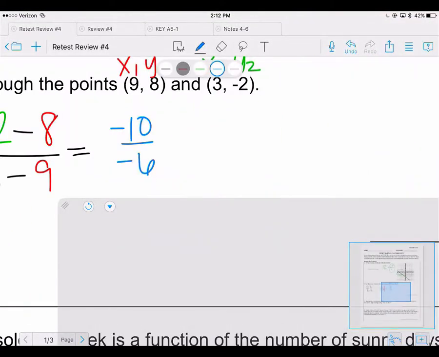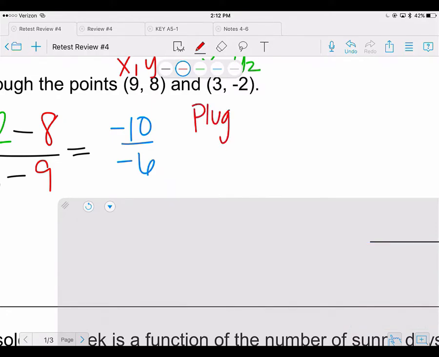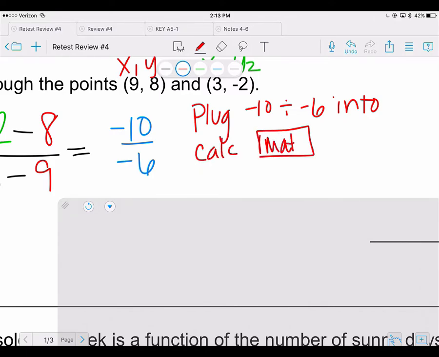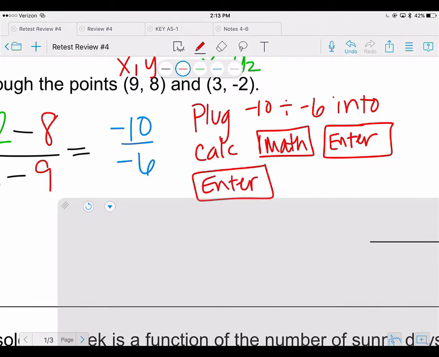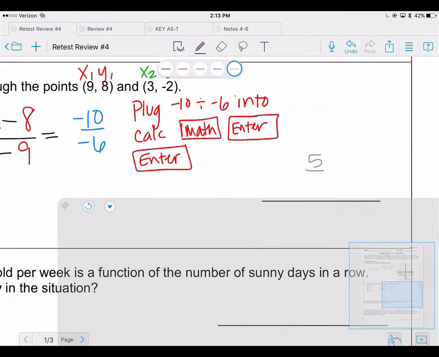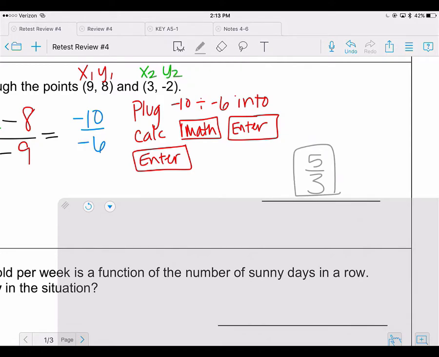So I plug -10 divided by -6 into calc, and click math, enter, enter, and that's where I got 5/3 from, the most reduced fraction.